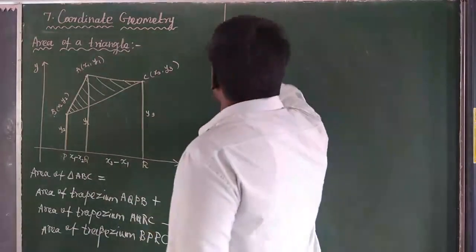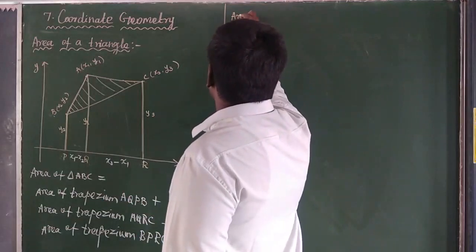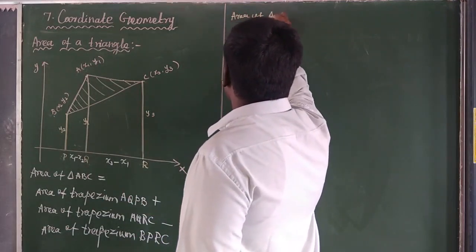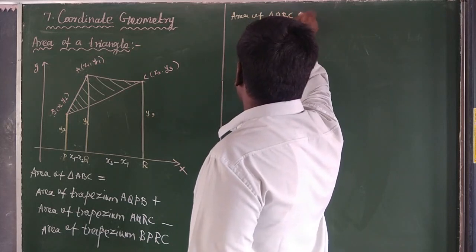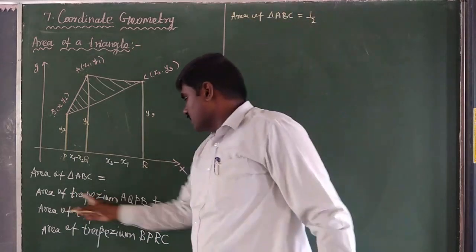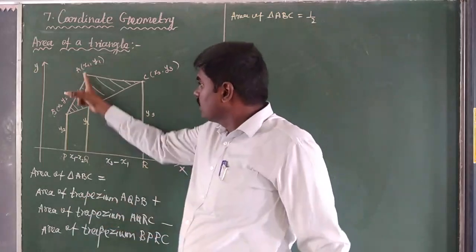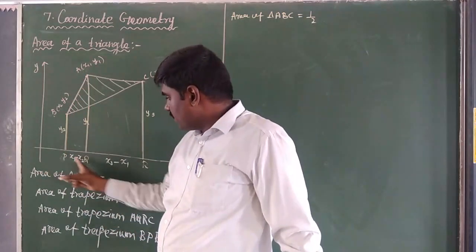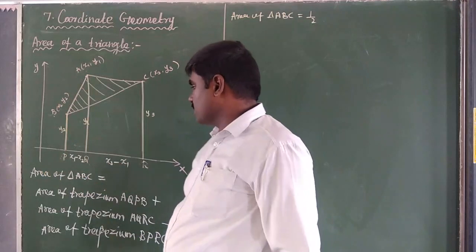Now, I find the area of the triangle. Area of the triangle ABC. I need the area of the triangle ABC, which is equal to, first one, the area of the trapezium ABBQ. That is one trapezium only.